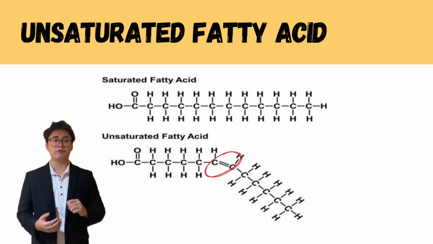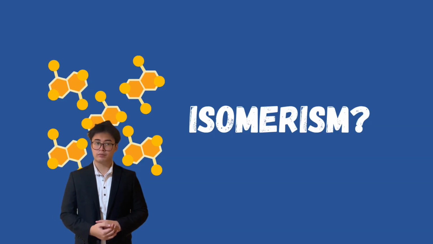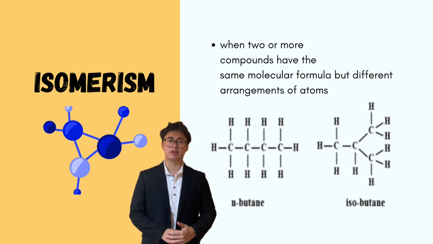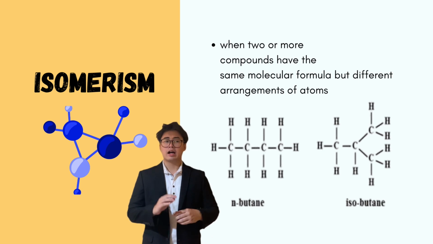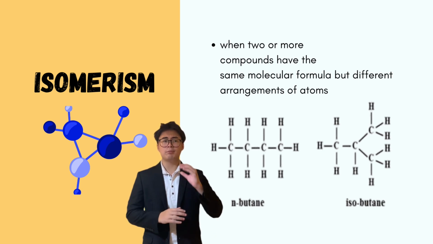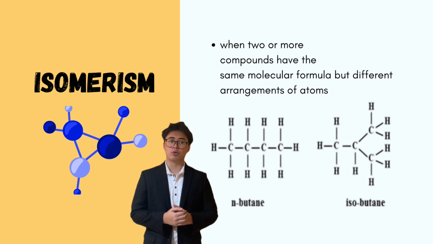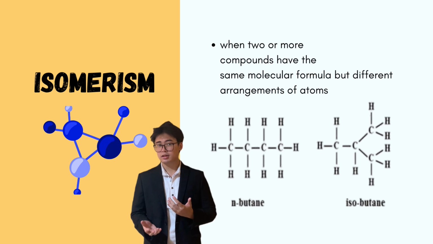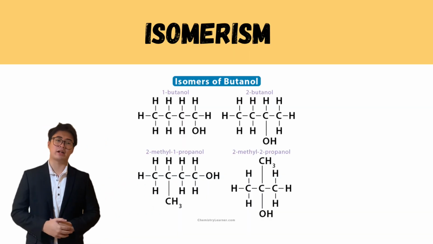Now, this brings us to a very important concept in organic chemistry: isomerism. Has anyone heard of this term before? Well, isomerism is when two or more compounds have the same molecular formula but different arrangements of atoms. Think of it like having the same sets of Lego bricks, but you can build different things with them. See how these two molecules both have 4 carbons and 10 hydrogens? But they're connected differently.